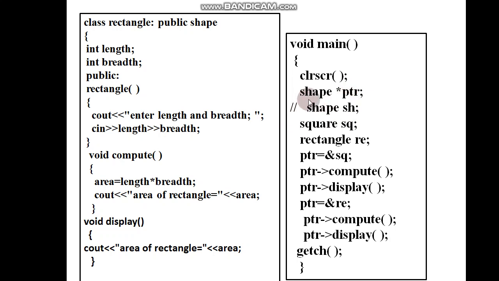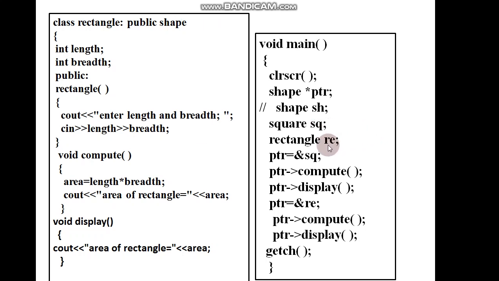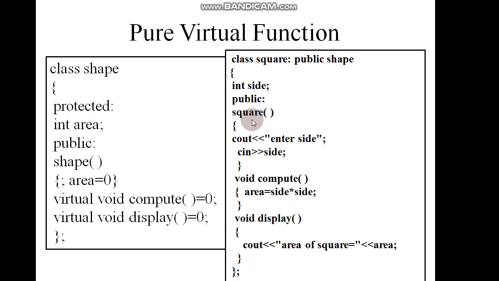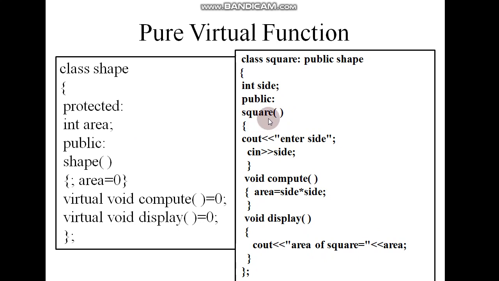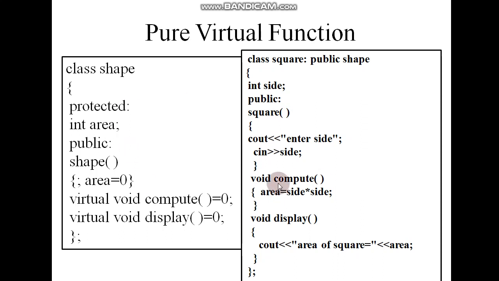PTR is a pointer to the base class. Square is an object of the derived class square. When an object of the square is created, before calling the constructor function of square, the constructor function from the shape class will be called. Area will be initialized to 0 for the object square. Area of square is 0 right now. Then constructor from the square class will be called, where we are going to read this side.